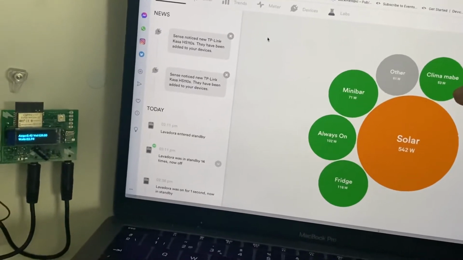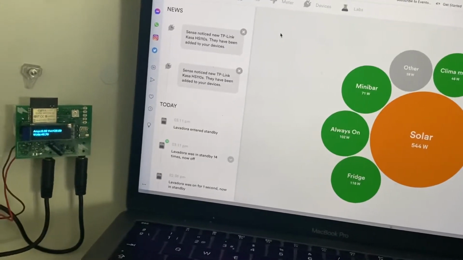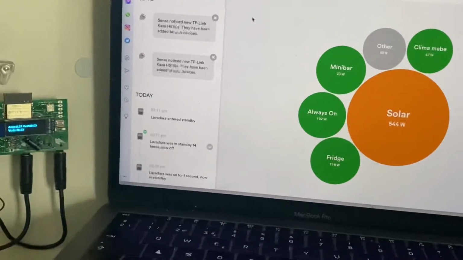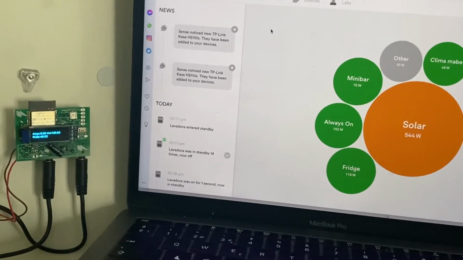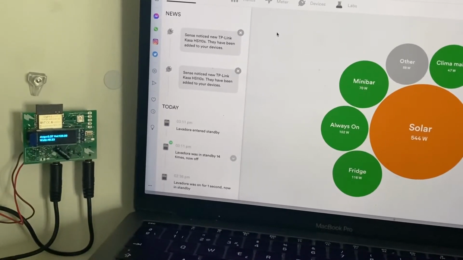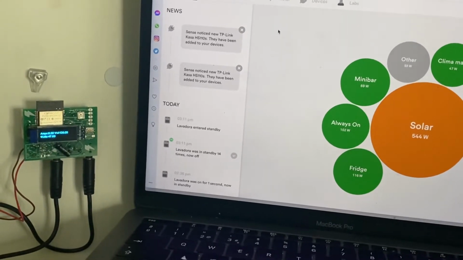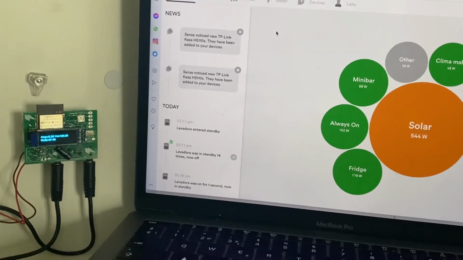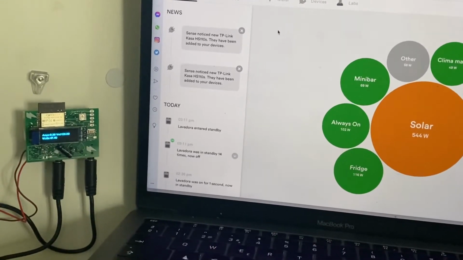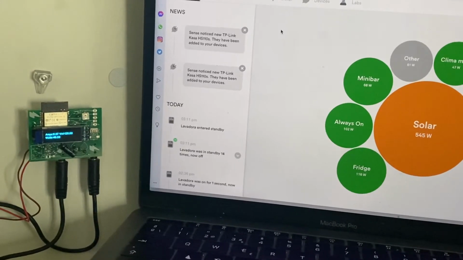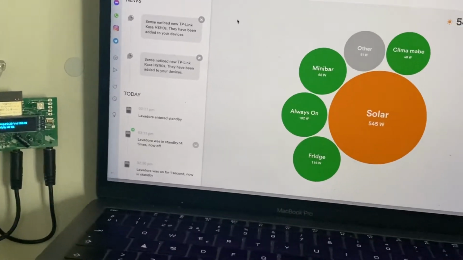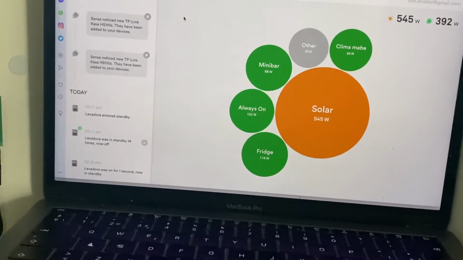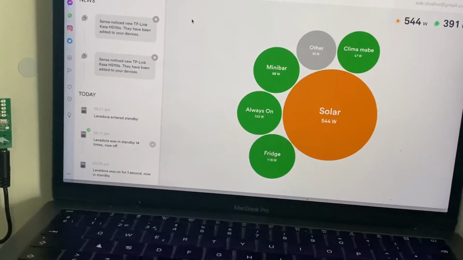All right, 53 watts, 46, still not going up. Okay, I'm sorry. 49. Still stable in power consumption. Okay. Still stable in power consumption.